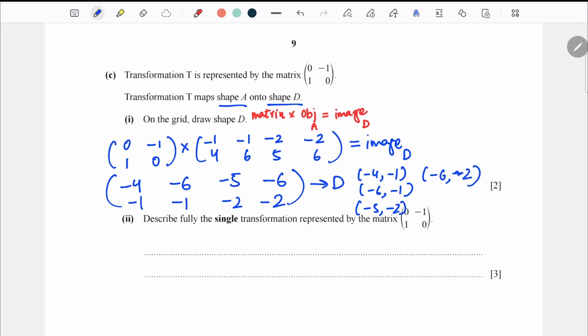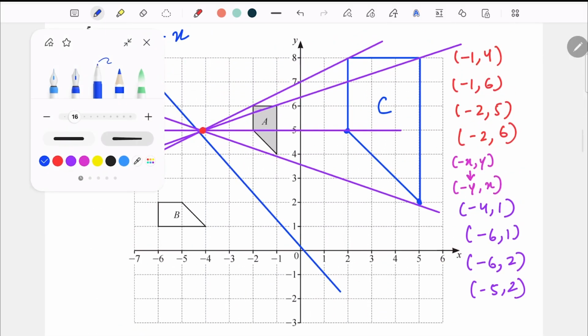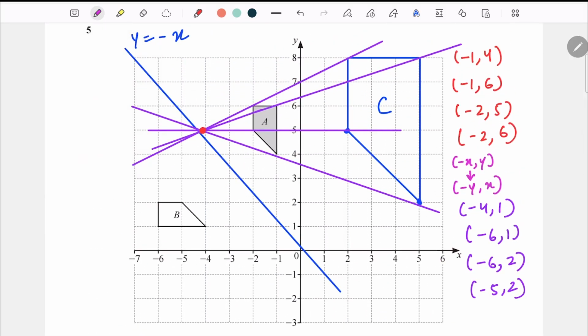When I'm going to draw this on the graph, I'm going to plot all the values on the graph. -4 and -1, then -6 and -1, -5 and -2, and -6 and -2. This will be object D.